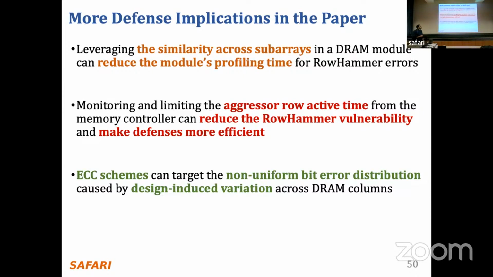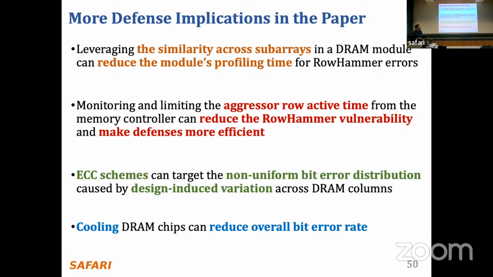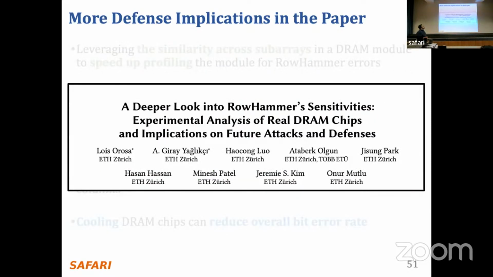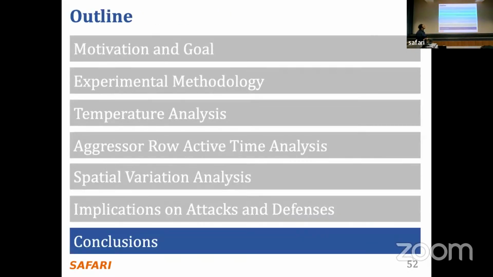You can also implement ECC schemes that target the non-uniform bit-error distribution caused by design-induced variation in some DRAM columns. Because experimental data shows that some DRAM columns are more vulnerable to RowHammer, maybe you can craft a special ECC scheme for those particular columns. And if you're not using Samsung, cooling DRAM chips can reduce the overall bit error rate. So it's always a good idea to cool down the DRAM chips if you're not using Samsung.